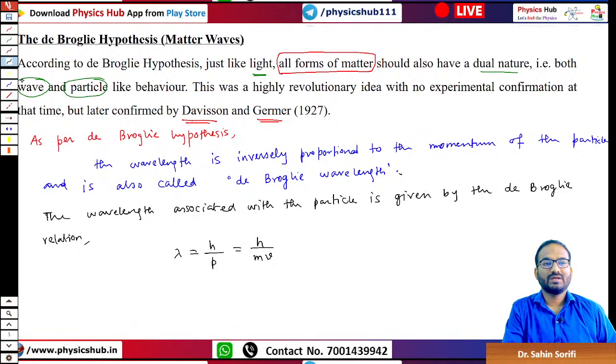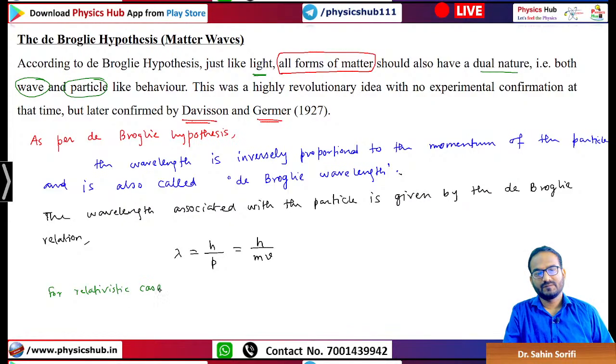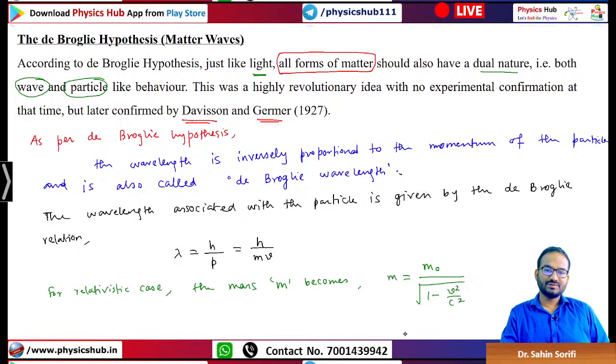Now, this is one case. Now, if you consider the relativistic case, this mass m becomes m equals m naught by square root of 1 minus v square by c square. So, we have to use relativistic mass.